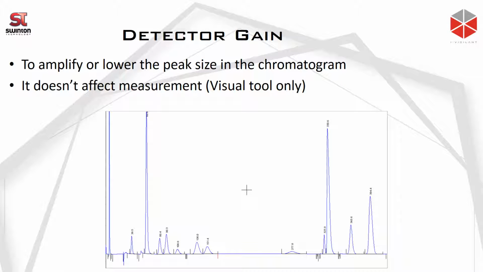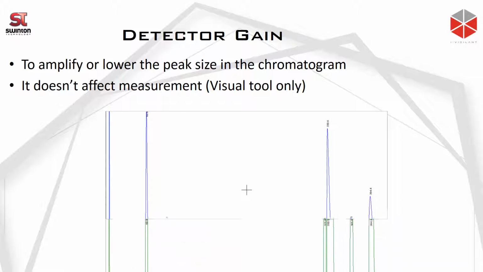Now, the other event that happens in the Daniel GC is the detector gain, and the function of it is to amplify or lower the peak size within the chromatogram. It doesn't affect any measurement within the GC itself. It's purely a visual tool, and this is one example of the chromatogram that we have, with various detector gain settings within the GC itself.